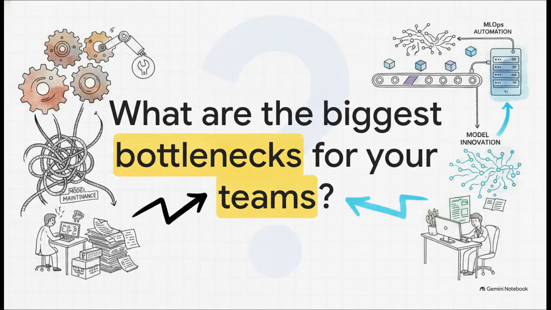You also need to pinpoint exactly what is slowing down your highly paid technical talent. Let's be real, data scientists are some of your most expensive folks. They should be focused on model innovation, right? Not doing repetitive maintenance. If they're stuck acting as mechanics for old models instead of architects for new ones, you are burning ROI. You've got to target MLOps automation directly at those bottlenecks.